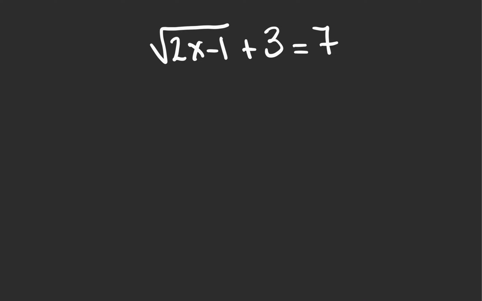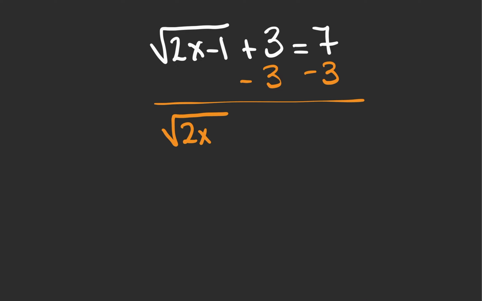For this question, we have the square root of 2x minus 1 plus 3 equals 7. My first step is to subtract 3 on both sides. Minus 3, minus 3. This will now leave me with the square root of 2x minus 1 is equal to 4. I will then square both sides. This will now leave me with 2x minus 1 is equal to 16.